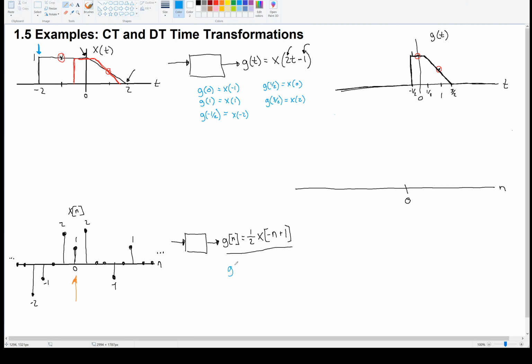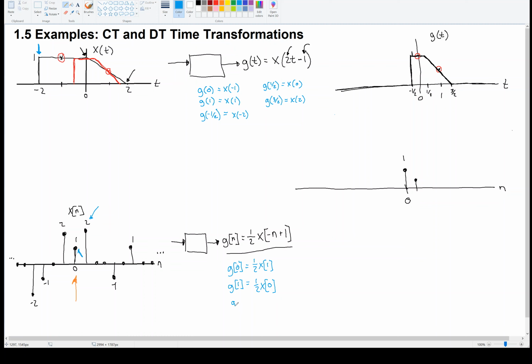g of 0, so n equals 0, is 1/2 x of 1. So x of 1 is this guy, 2. So 1/2 of that is 1. So I need a 1 right here. That's g of 0. And you can kind of continue on like that. Let's plug in n equals 1. So g of 1 equals 1/2 x of 0. x of 0 is this guy, 1. So I need 1/2 of that. So that would be 1/2. And that's g of 1. So that's the first sample.